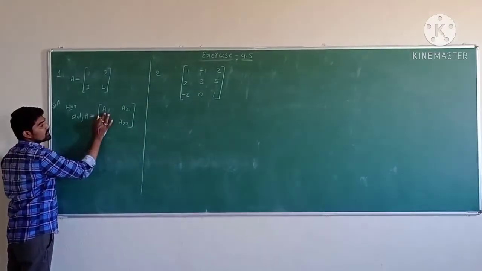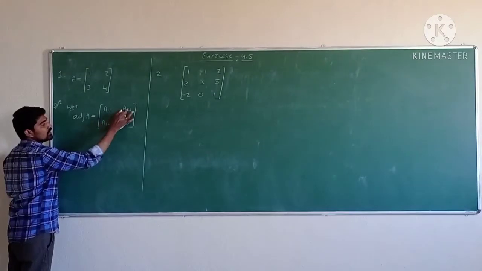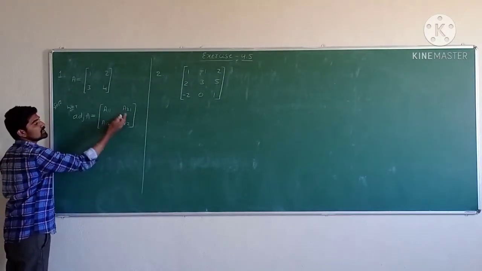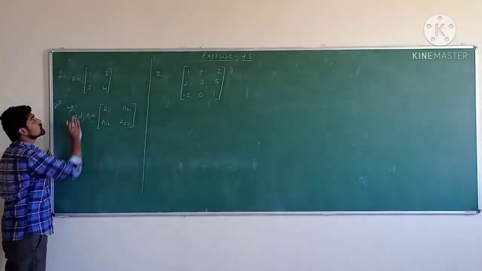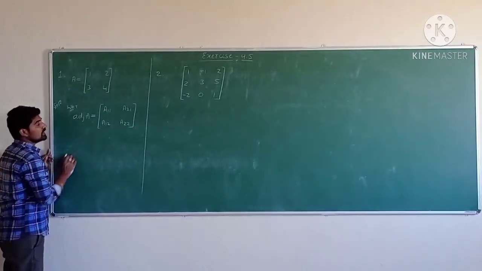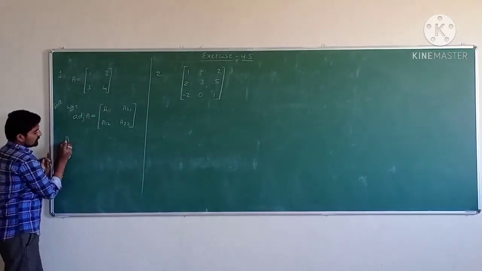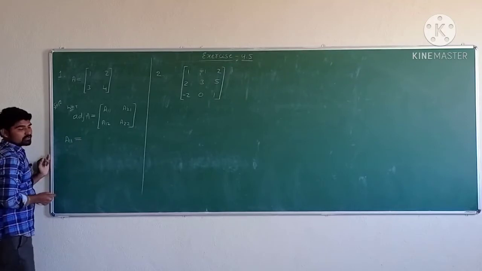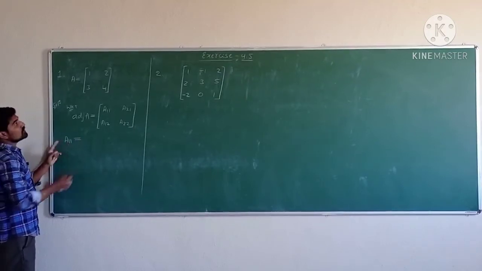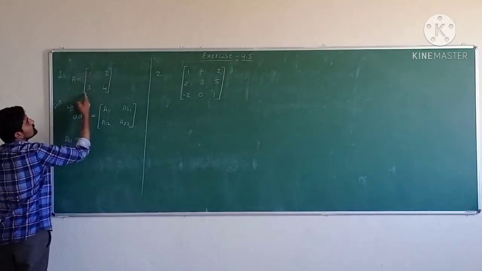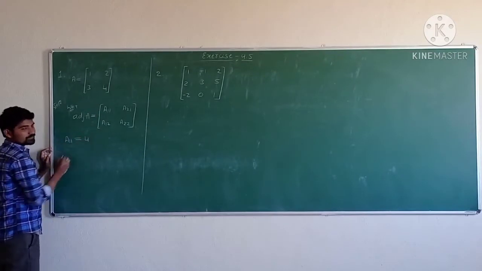So now we just find the values of A11, A12, A21 and A22. Substitute in this matrix, that is the required adjoint matrix of the matrix A. Now A11 is obtained by deleting the first row and first column. Deleting first row, first column, remaining element is 4.